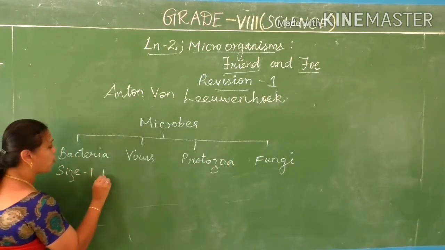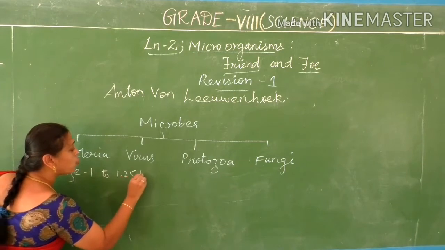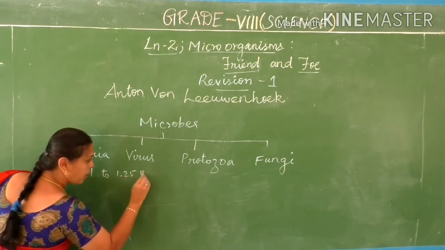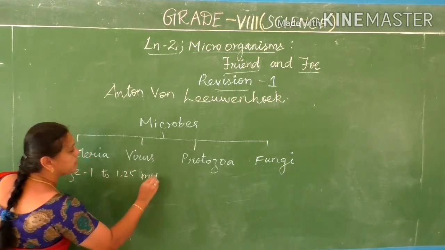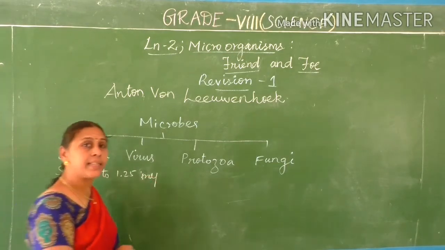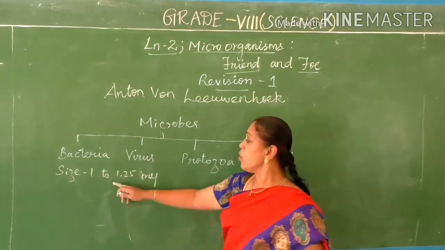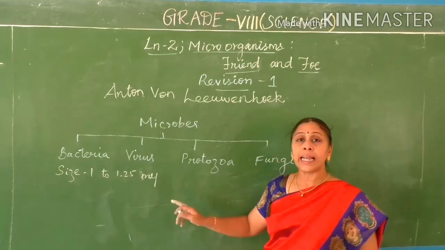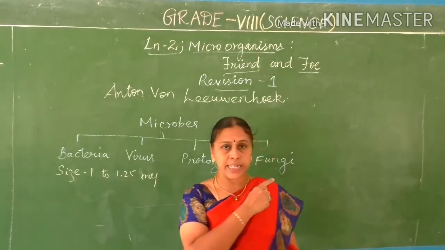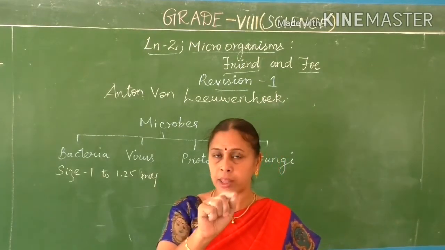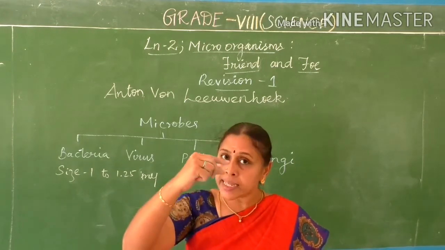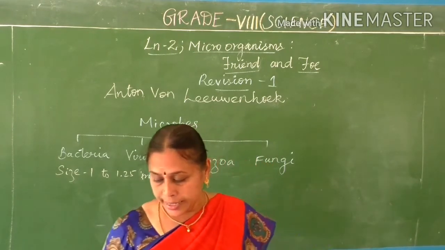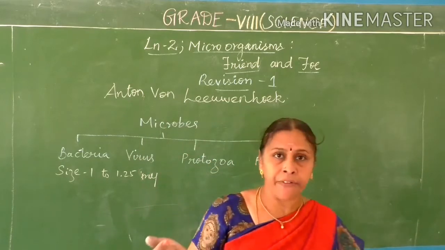Its size ranges from 1 to 1.25 micron. So now let me explain what a micron is: 1 by 1000 millimeter. So its size is so small, and its shape also differs.